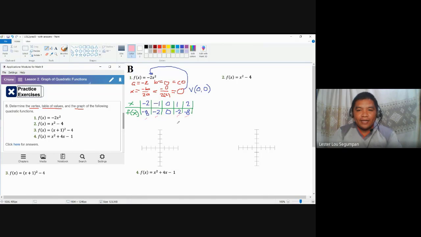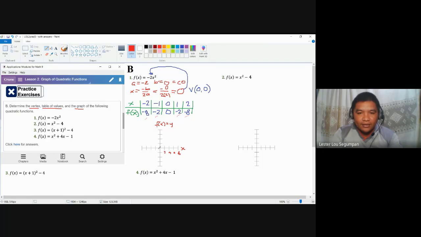Since we do have negative 8, and I believe my graph goes only until 4, if I'm going to use 1 here, I'm going to use 2 instead. So instead of 1, 2, 3, 4, I'll be making it 2, 4, 6, and then 8. This is the x-axis. This is the f of x, or also known as the y-axis. Okay, so I will be plotting all the points here.